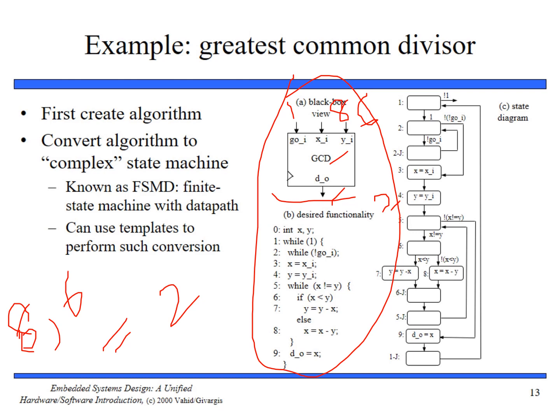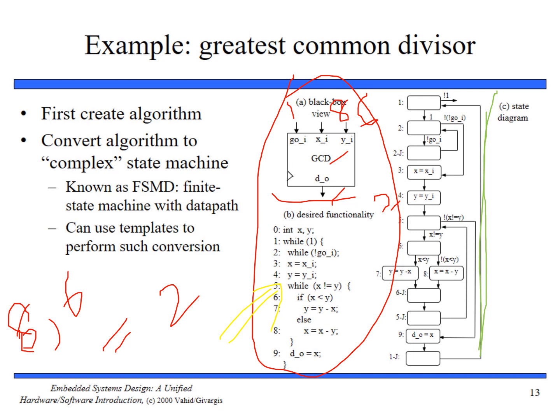This is the code which is given below. First create an algorithm. This is the algorithm. Then convert the algorithm to a state machine, known as a finite state machine with data path. So this is the state machine. I will try to teach you about the template in the next lecture. For now, just try to understand how the GCD is computed, and then we will look at the flow diagram.